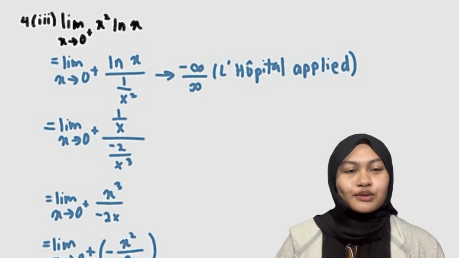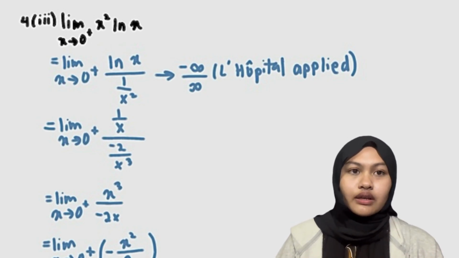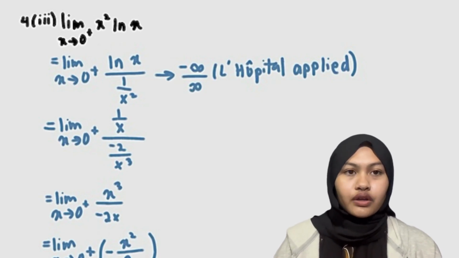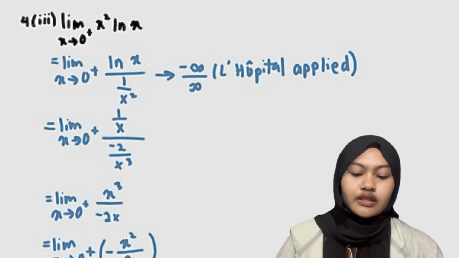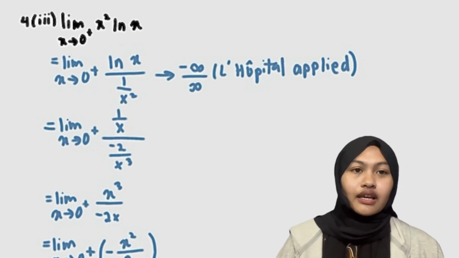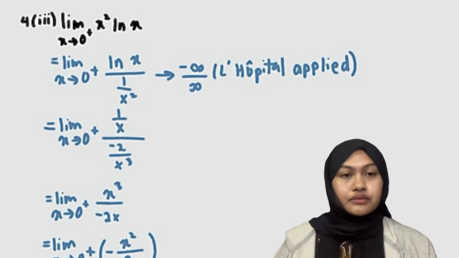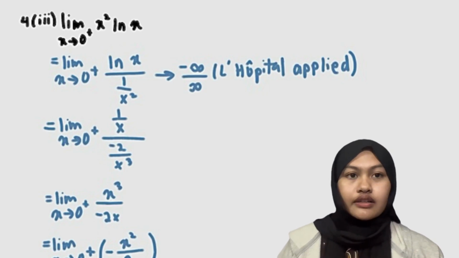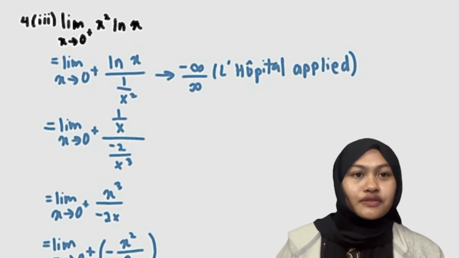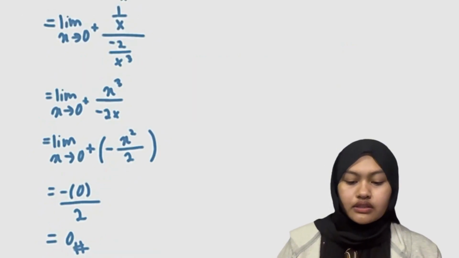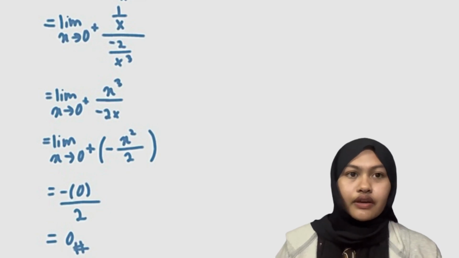Since x approaches positive 0, ln x is negative infinity and 1 over x squared is positive infinity. So we have negative infinity over positive infinity as a form. This means L'Hopital's rule is applied. Step 3, differentiate the numerator and denominator. The expression becomes the limit as x approaches positive 0 of 1 over x divided by negative 2 over x cubed. Then simplify, and it becomes negative x squared over 2.